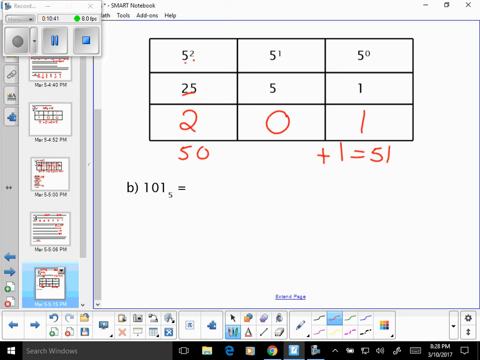Okay, again, we don't always make tables. So we have 1s, we have 5s, we have 25s when we are in base 5. So I have 25 and 1, that gives me 26.